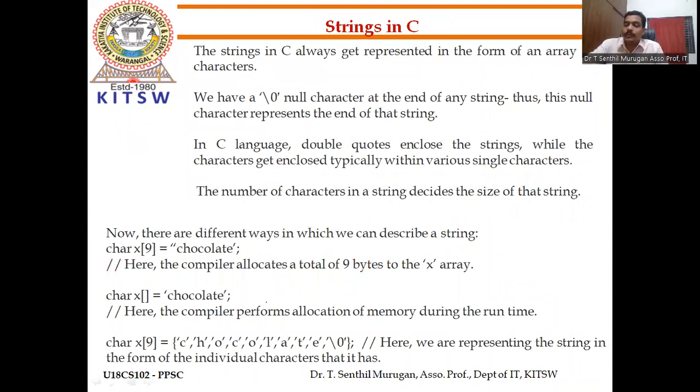Next, strings in C. Strings mean combinations of characters, so we will use the array concept. Array means the size, the number of characters or how many numbers we will use, which we mention in it. That is the array, which we will discuss later.